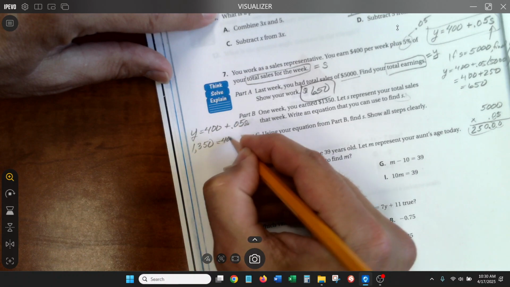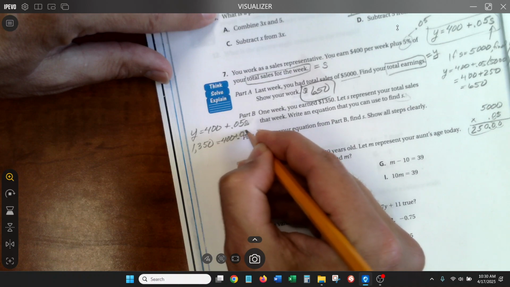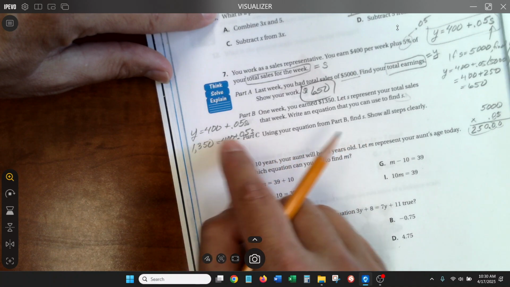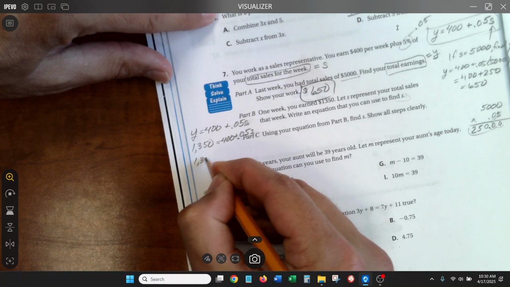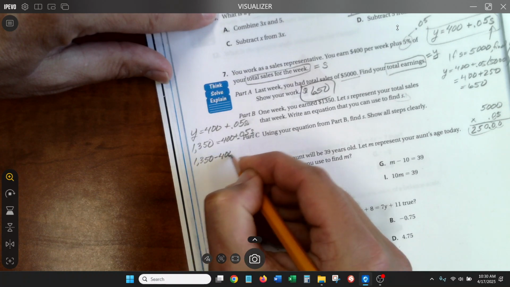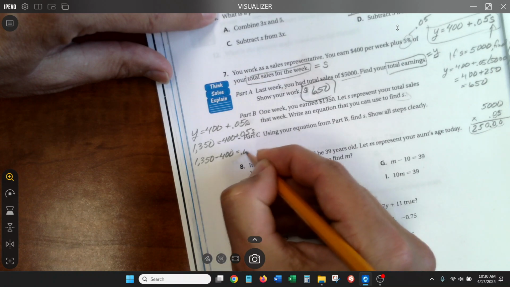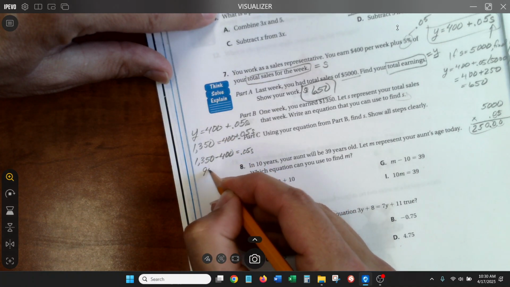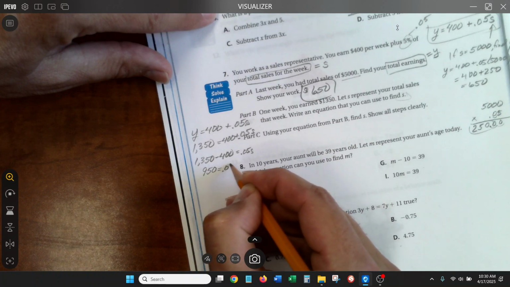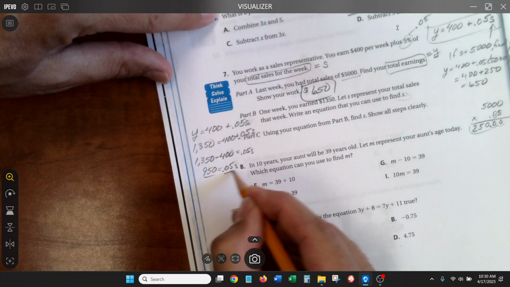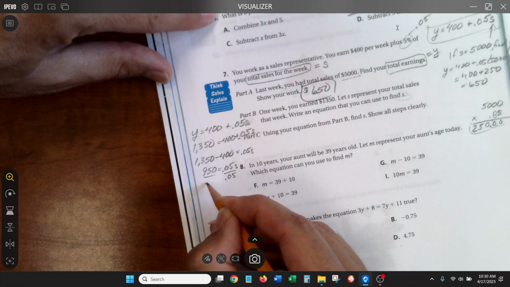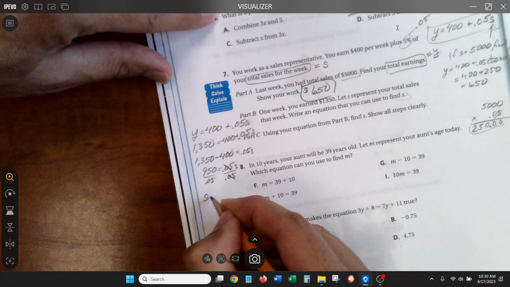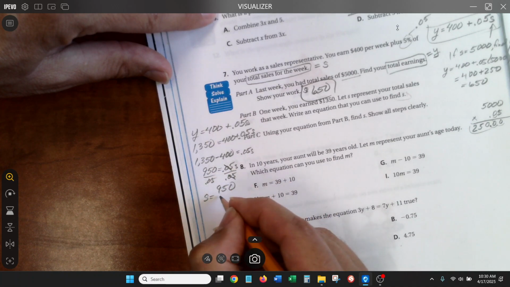And if we want to solve for S, for our sales, we have to solve this equation for S by first taking 400 away from both sides. So 1,350 minus 400 will be equal to 0.05 S. 1,350 minus 400 is 950, so 950 is equal to 0.05 S. Then we have to divide both sides by 0.05. So the 0.05s cancel. We get S is equal to 950 divided by 0.05.